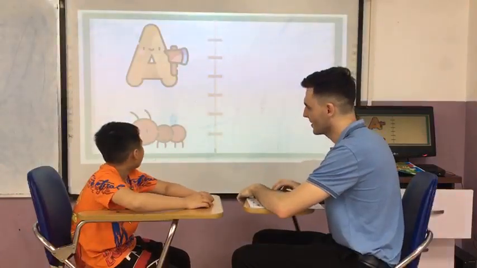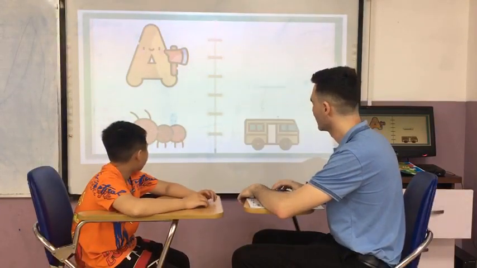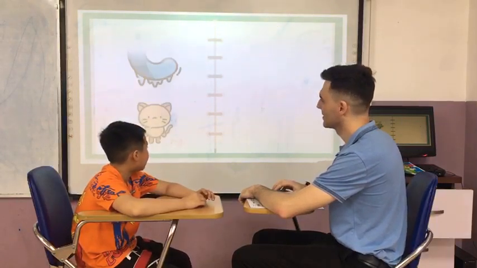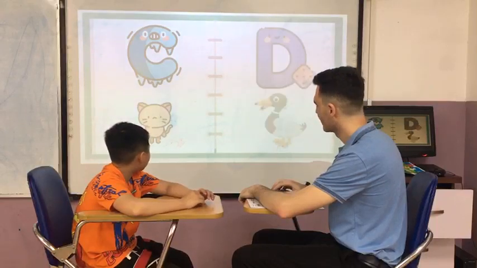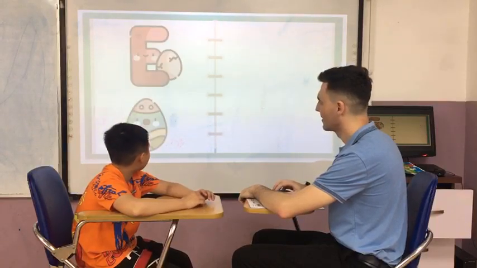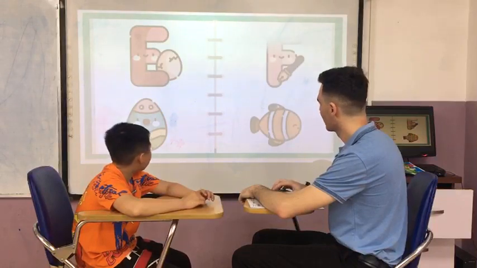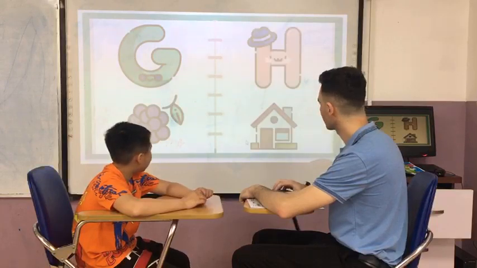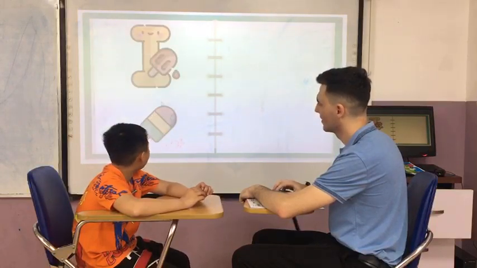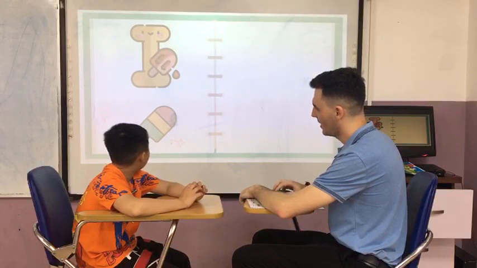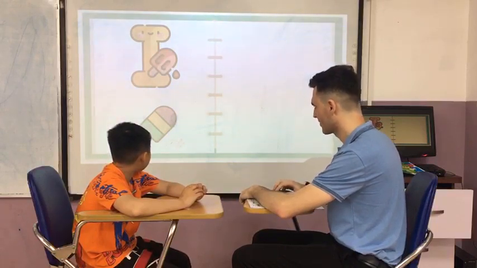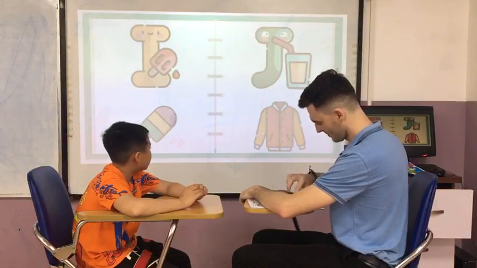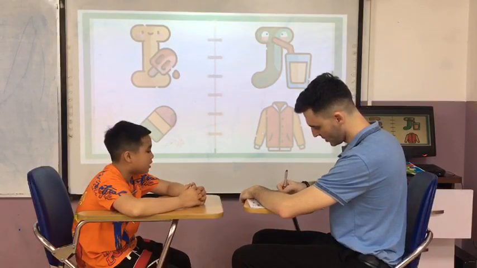What's this? Bus. Bus, cat, duck, egg, fish, grapes, hat, ice. Ice cream. Ice cream, chocolate. Okay, very good.